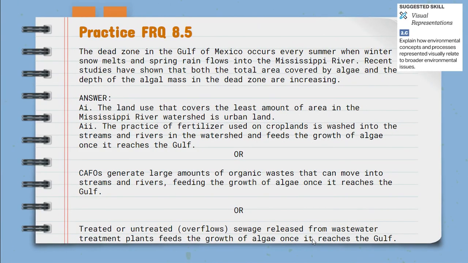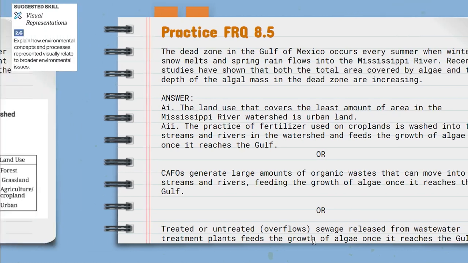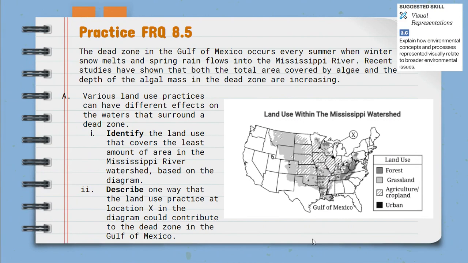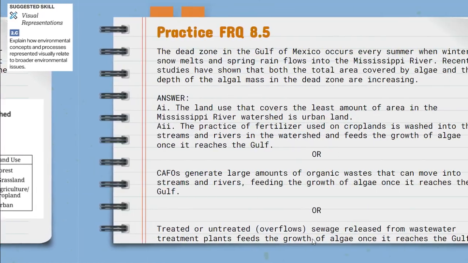Okay, going over some of the answers here. So remember back in the first question, right, it asked us, right, land use that covers the least amount of area in the Mississippi watershed would have wound up being urban land based on the diagram that was there. In the second, it asked you to identify some form of a practice. I'll go back for a second. It asked us to perform a practice, right, used at location X that would contribute to our dead zone.